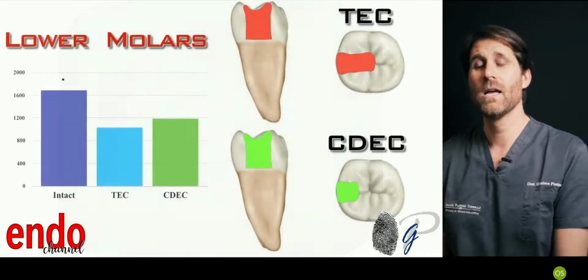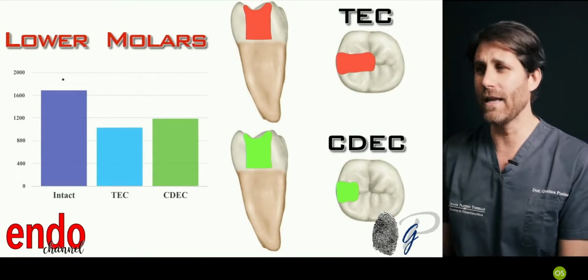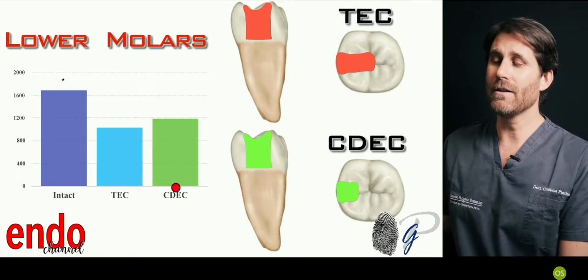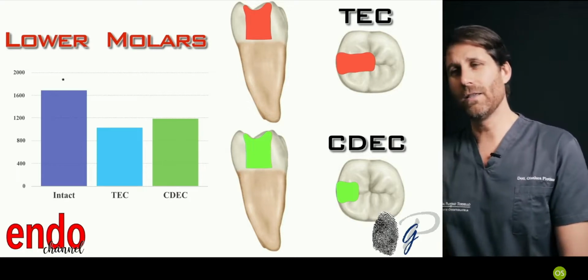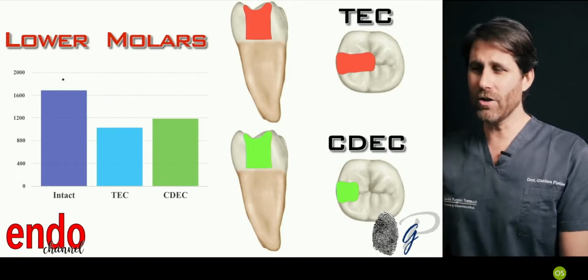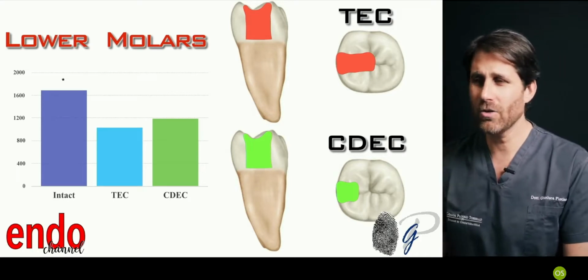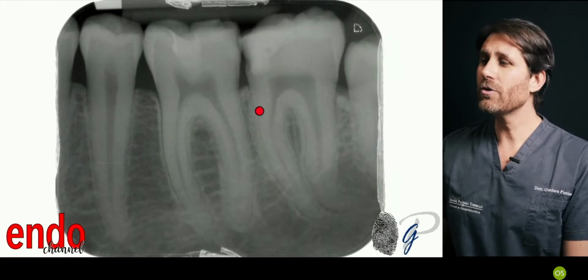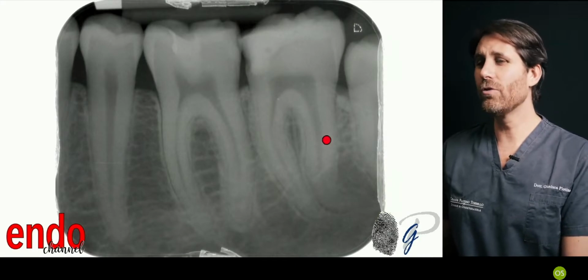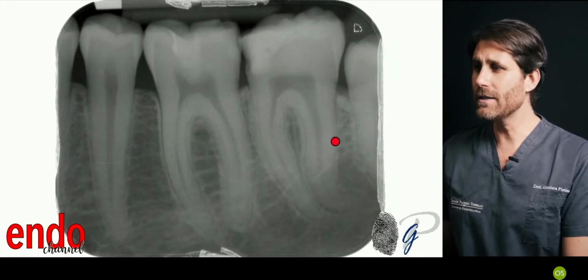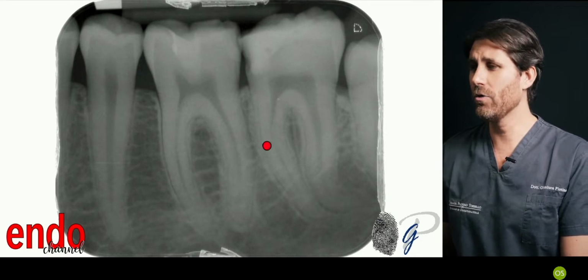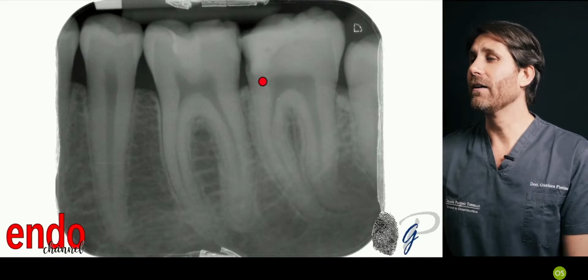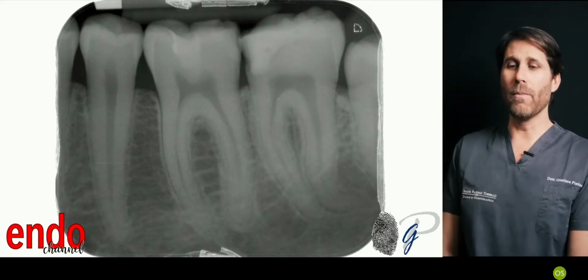Lower molars is more or less the same. Again, our study said that conservative caries-driven endodontic cavity was a little bit more resistant to fracture than the traditional endodontic cavity. In this second lower molar, you can already appreciate the difficult curvatures in the distal root canal and the regular curvature in the mesial one. You can see the old filling, the caries penetrating the pulp chamber.